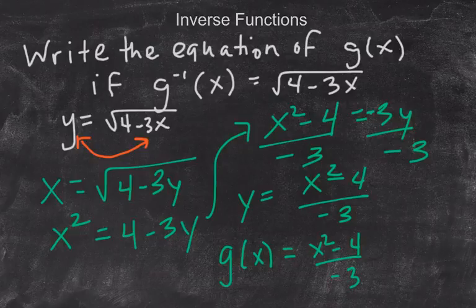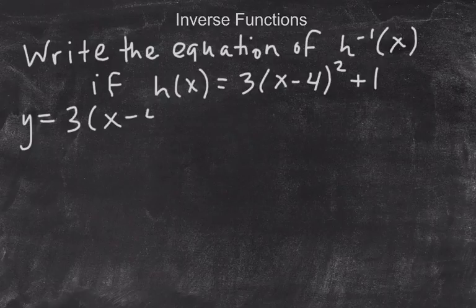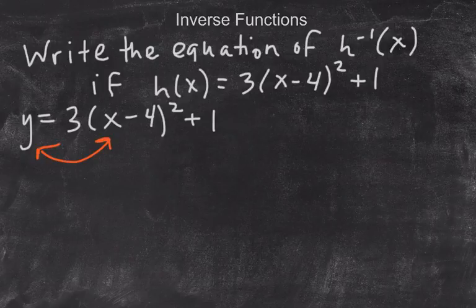Okay, got one more example for you. Write the equation of h inverse of x if h of x equals 3 times x minus 4 squared plus 1. So let's write that as y equals 3 times x minus 4 squared plus 1. Switch the input and the output, and solve for y.